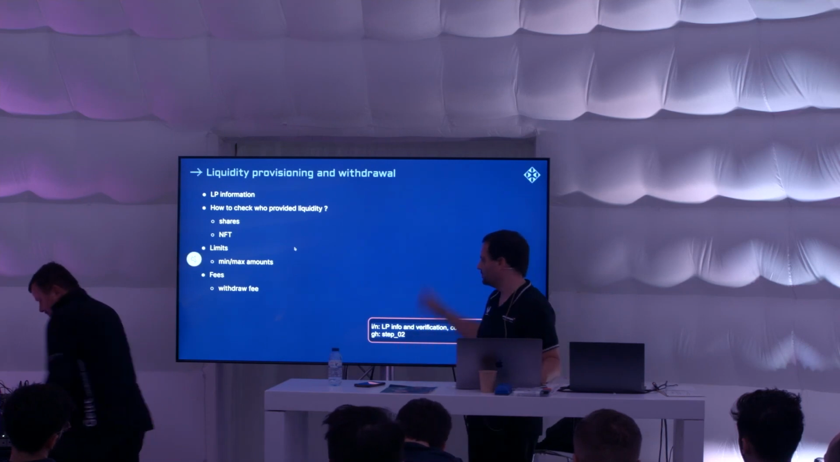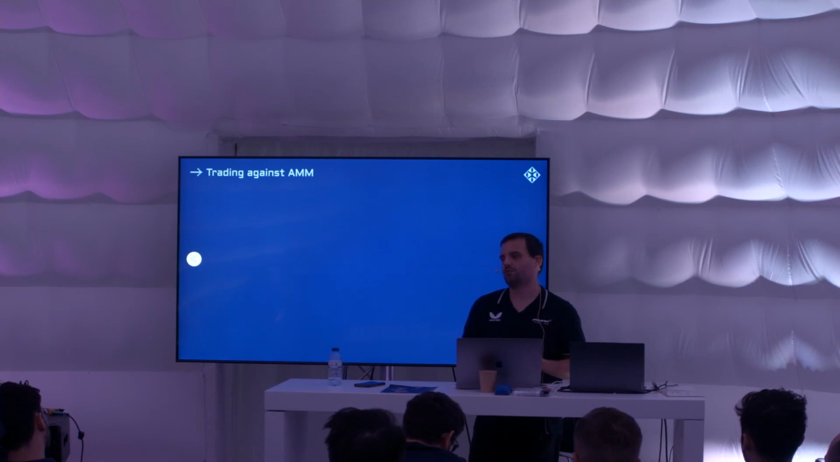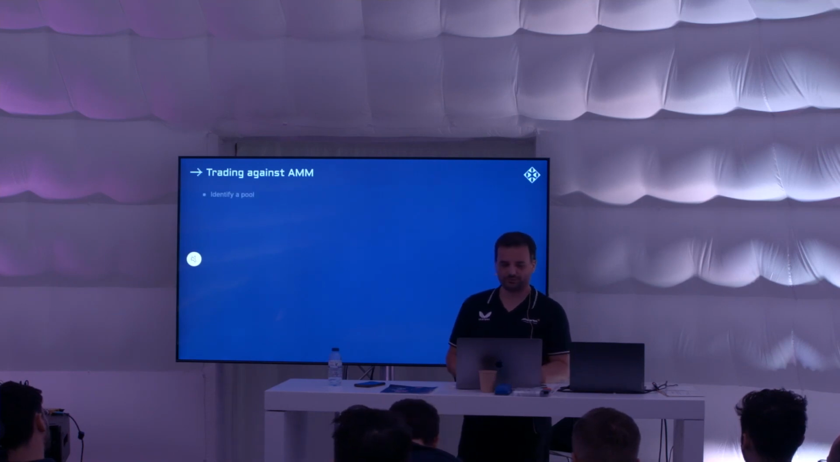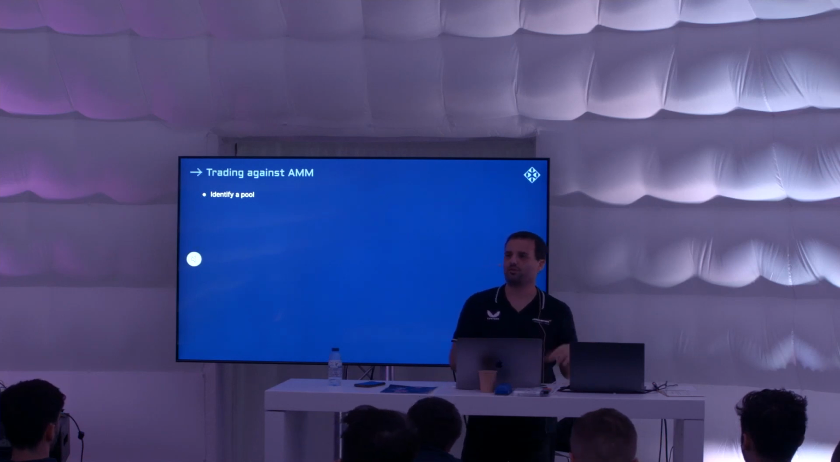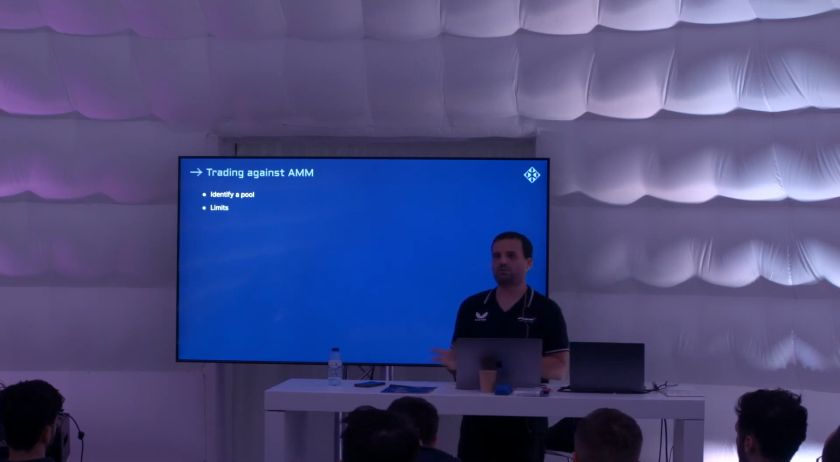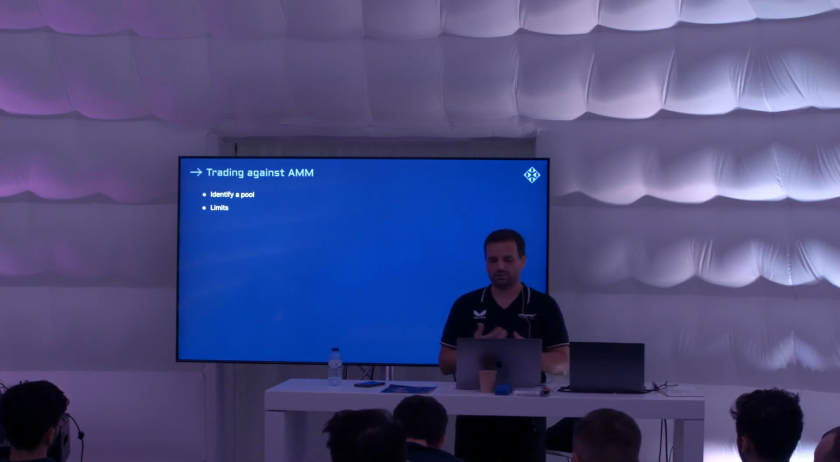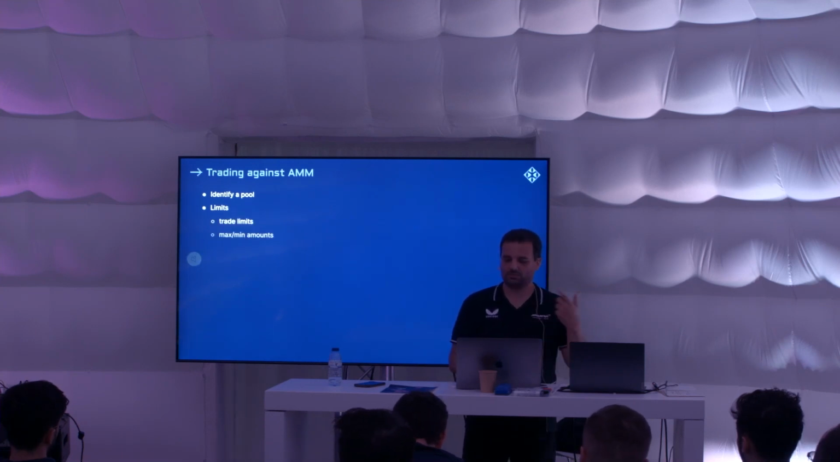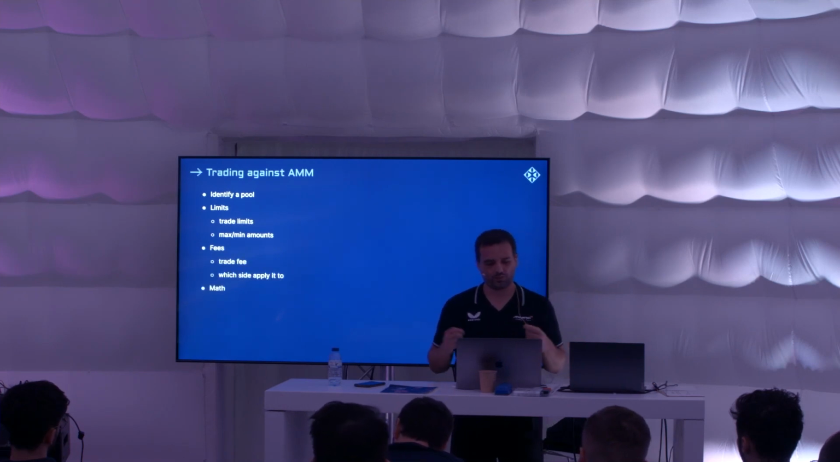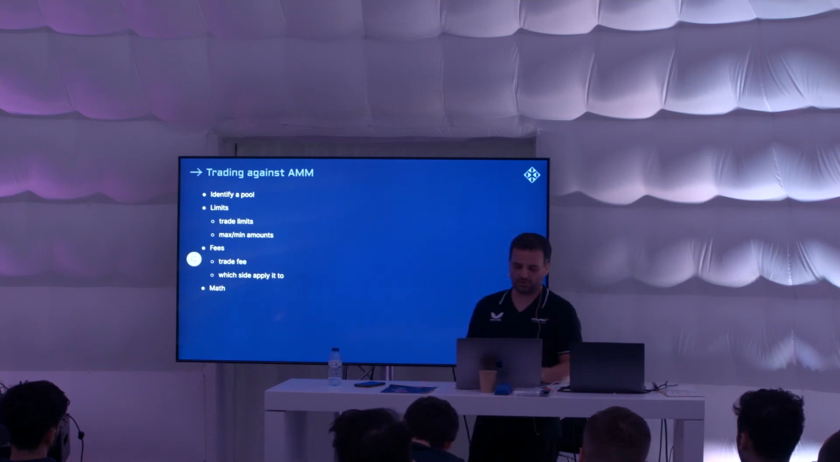So that's our step 2. And trading. So this is the swaps, right? Again, we have the same way to identify a pool. We already decided we had the ordered asset pair to identify the pool. We can think about some limits, like I mentioned during the safety mechanism speech, that you can implement some limits there, trade limits, min amount limits, and fees. Fees are also the tricky part.